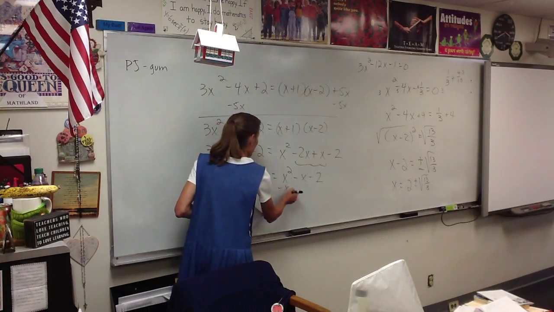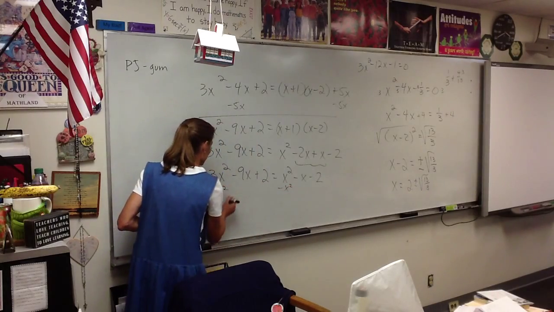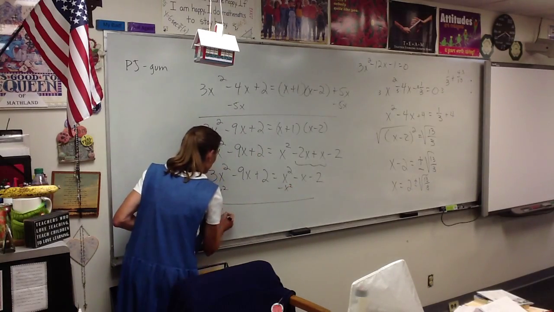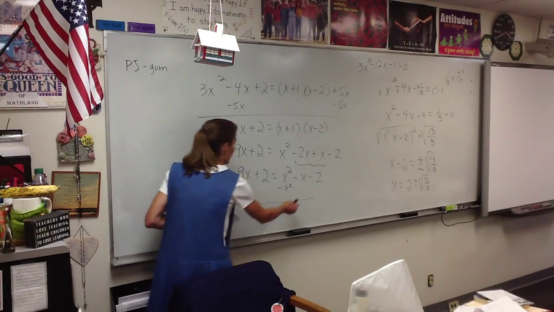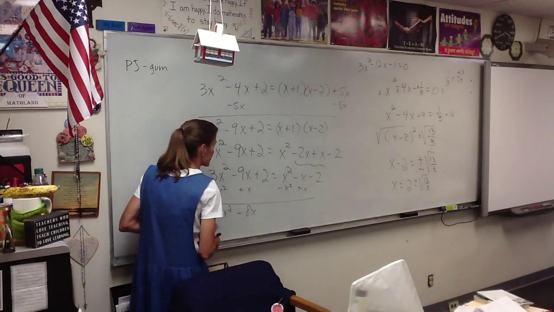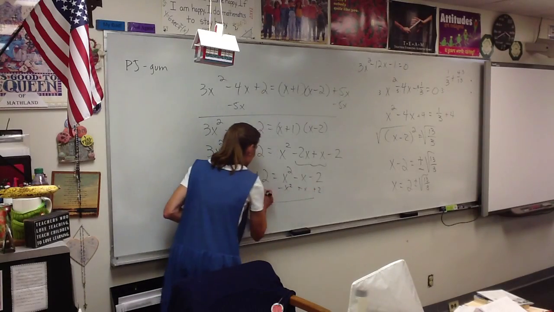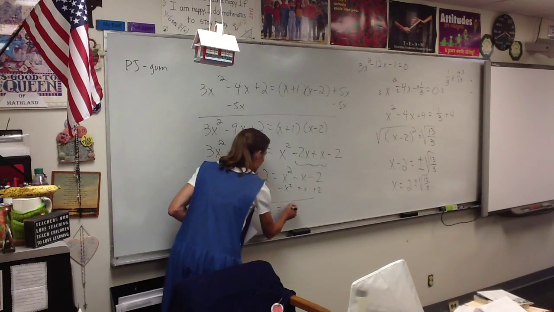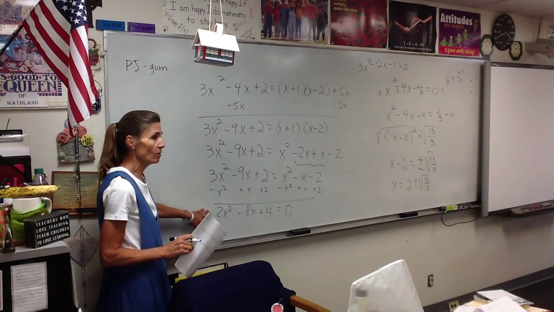So we're going to subtract x squared. So we're going to have a 2x squared. We're going to add an x. So we'll have a -8x. And add a 2. So we'll have +4. Now, was that too much? Did everybody follow all that?